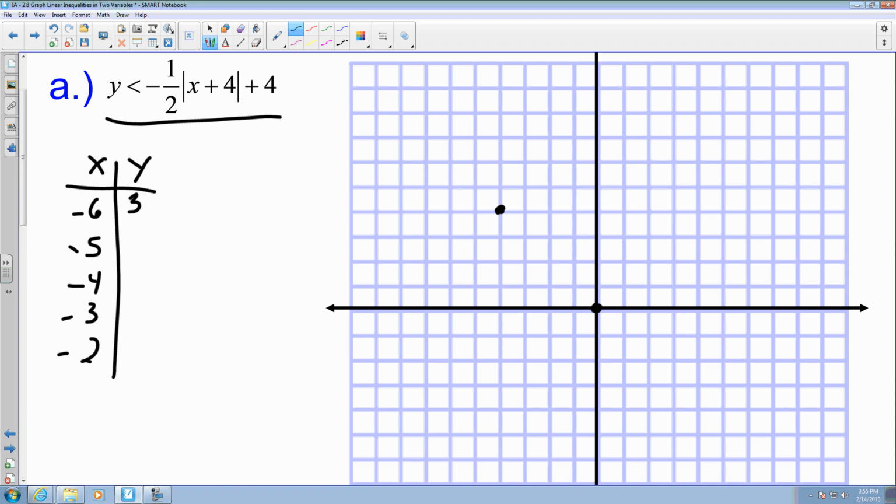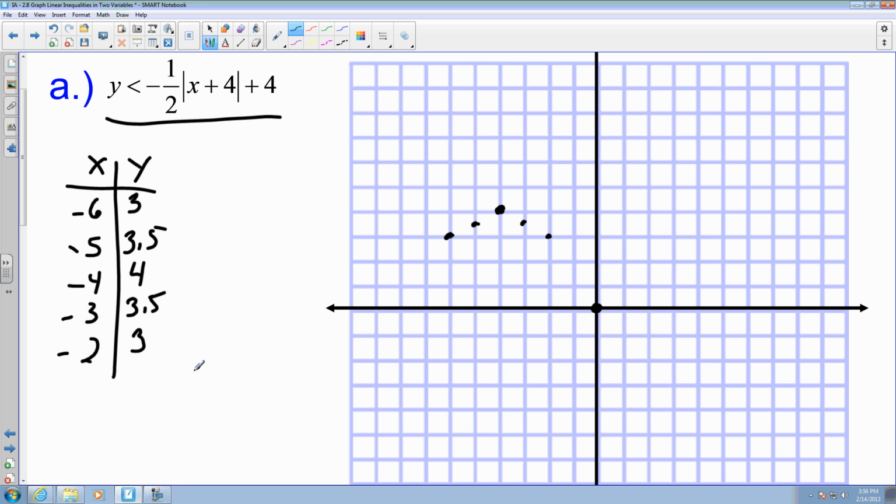If my x is negative 5, my y is 3.5. If my x is negative 4, my y is 4. If my x is negative 3, my y is 3.5. And if my x is negative 2, my y is 3. So I'm going to plot these points. So let's go negative 6, 1, 2, 3. If I got negative 5, that's going to be 3.5. So it looks like right here and right here.